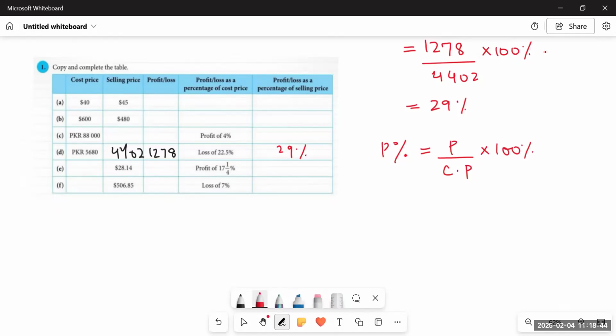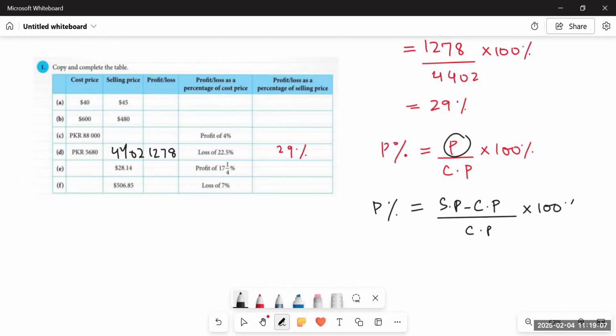Okay. So here what are we going to do? We will replace this profit. Since profit is not given, by the formula, profit is equal to selling price minus cost price. And by doing so, we are left with only one unknown variable, that is the CP.